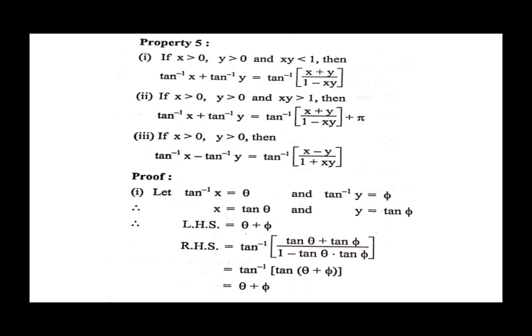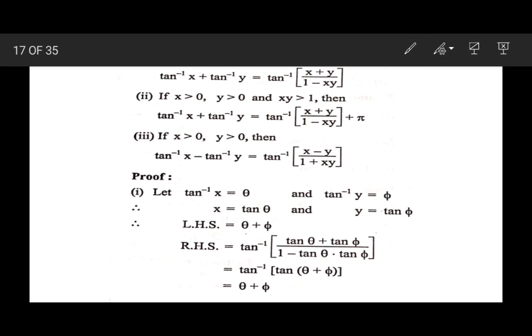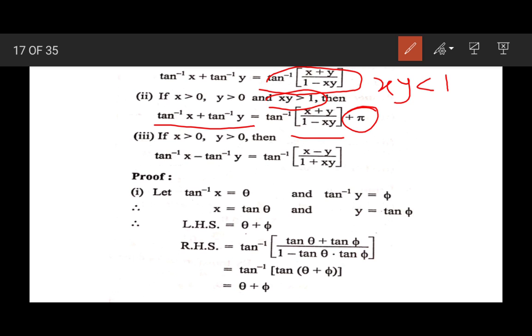Property 5 says that when x is greater than 0 and y is greater than 0 and x into y is less than 1, then tan inverse x plus tan inverse y is equal to tan inverse of (x plus y) upon (1 minus xy). And when xy is greater than 1, then tan inverse x plus tan inverse y is equal to tan inverse of (x plus y) upon (1 minus xy) plus pi.